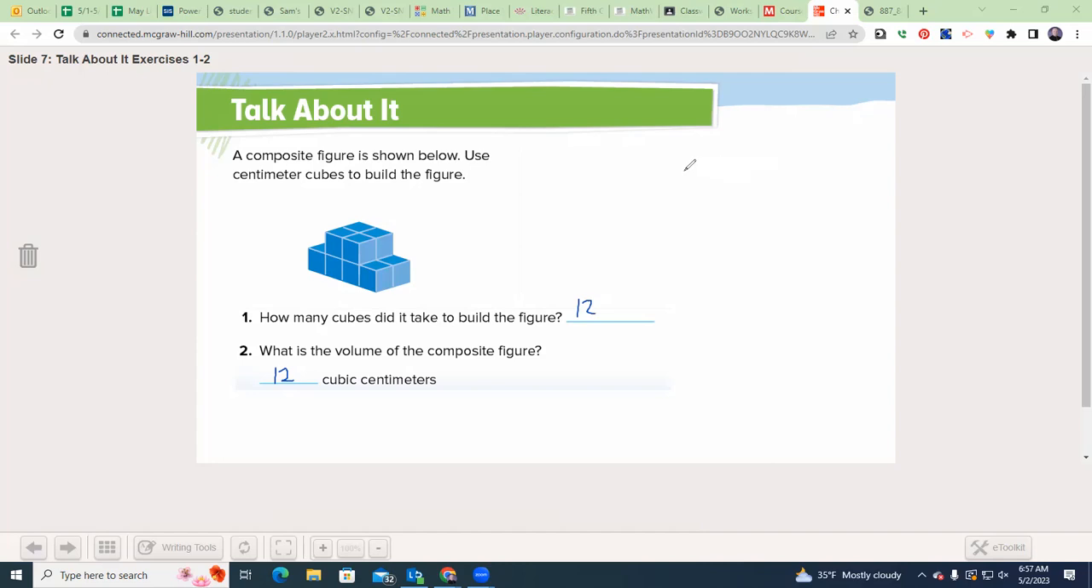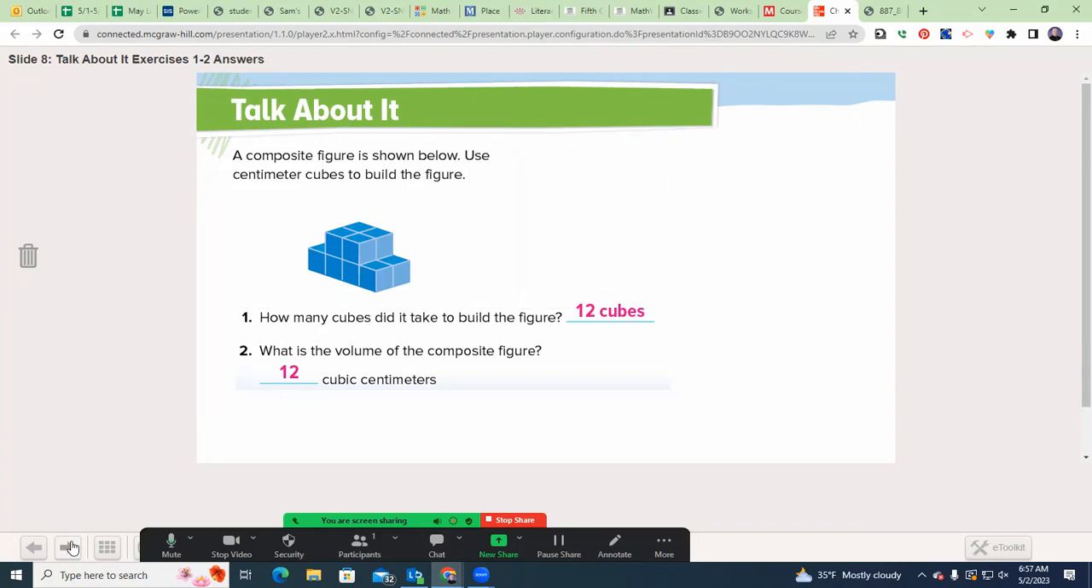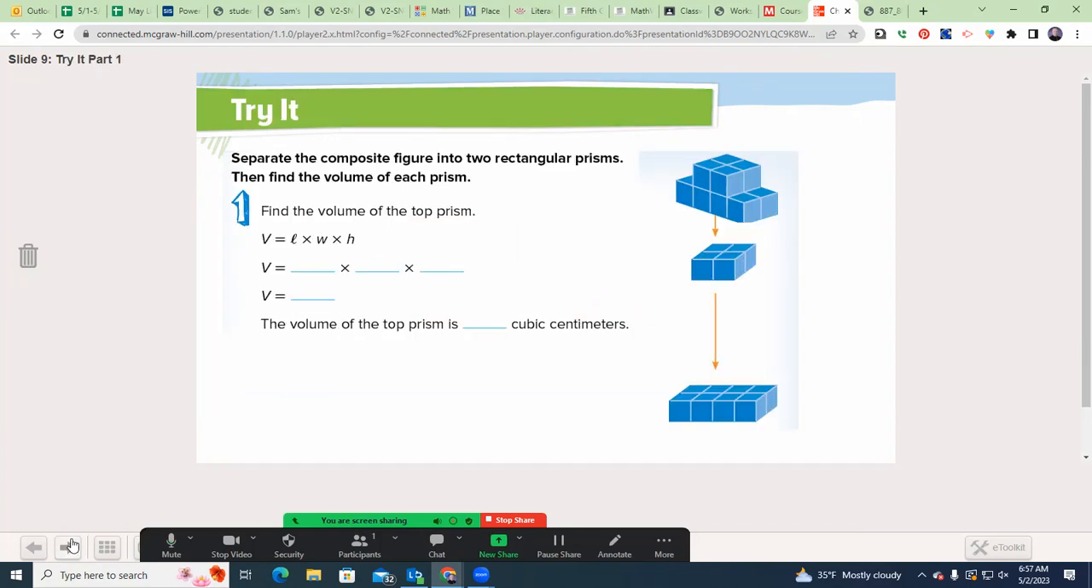Once you're done, you can turn to 962. I'm going to go ahead and clear the drawing, and I'm also going to go to 962. So let's try it. Separate the composite figure into two rectangular prisms, which is the same figure. So they're kind of breaking this down here. Find the volume of the top prism. The top prism is going to be 2 by 2 by 1.